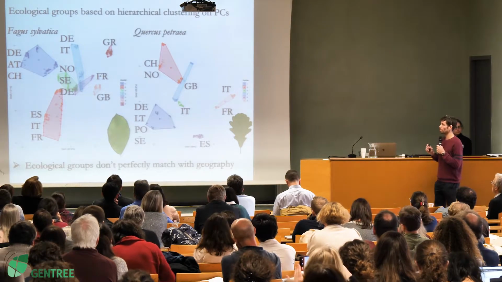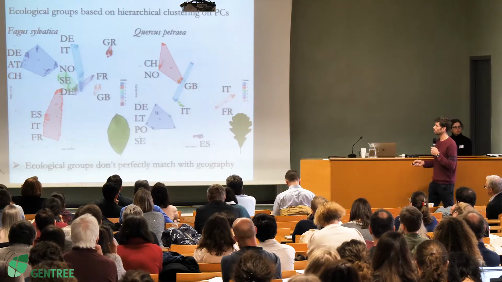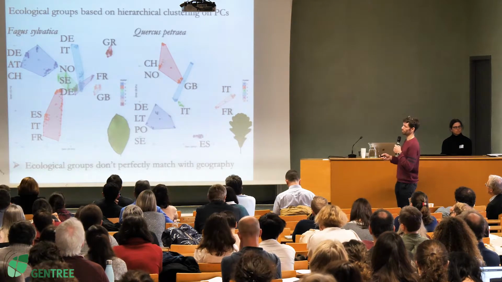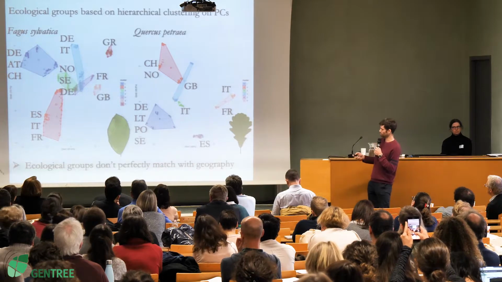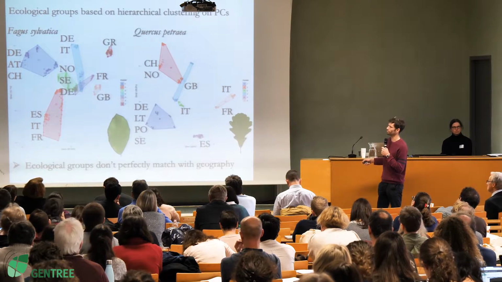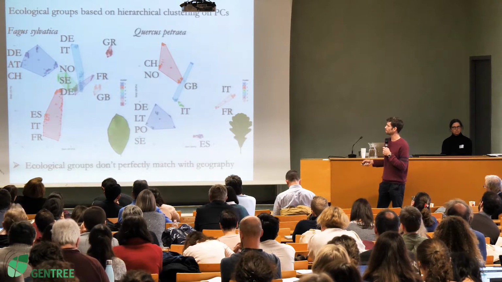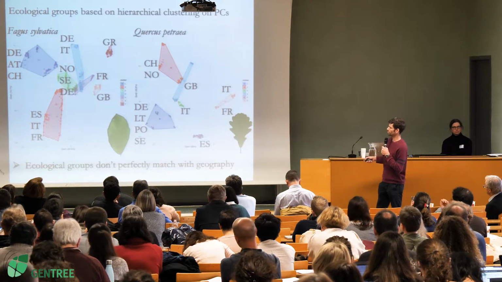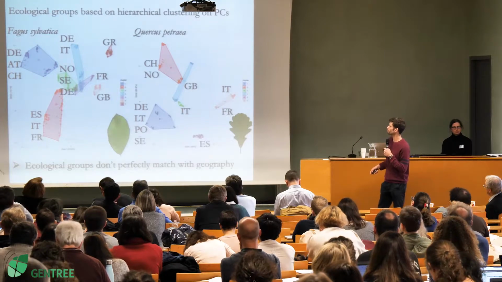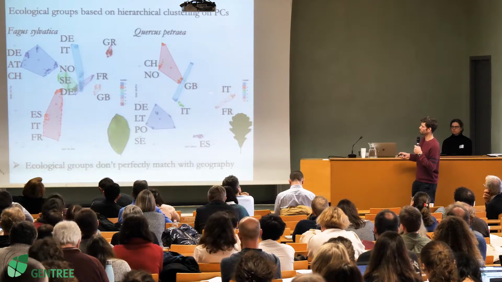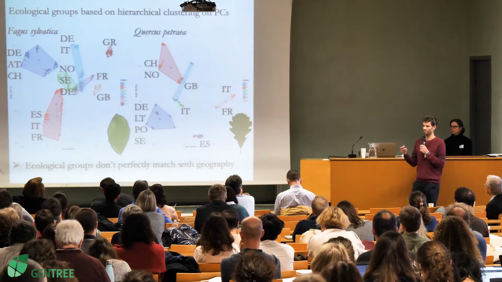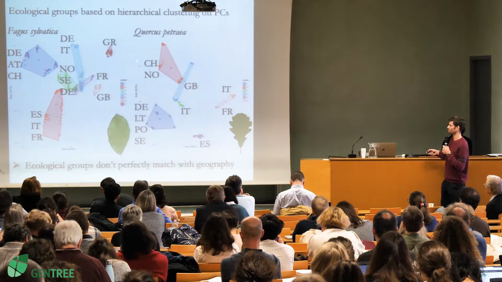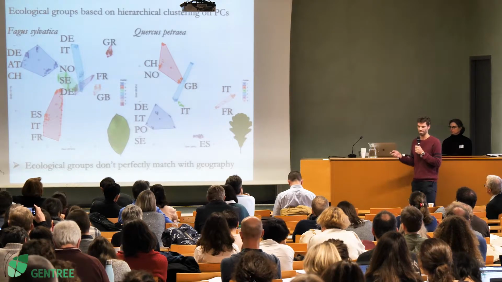Just to get a first clue about the ecological groups based on this environmental data, again, you have beech on the left and oak on the right. Clearly, it does not match perfectly with geography, meaning that the German populations for Fagus pop up in different ecological groups. We have 7 in beech, 6 in oak. For the French populations, we have 2 different ecological groups. For beech, it's a little bit better: only the Italian populations are split. But then there is really no similarity in terms of geographical distances. For example, Norway is similar to Switzerland, and so on and so forth.